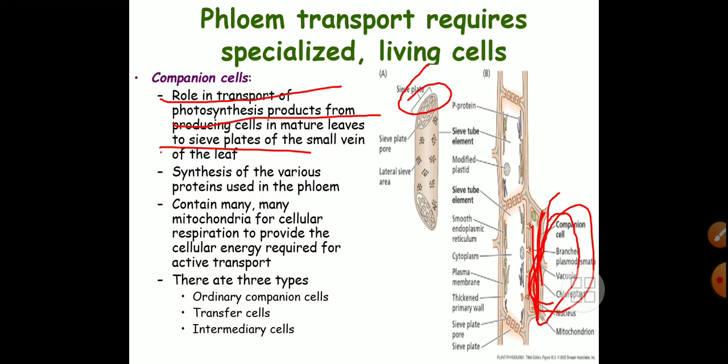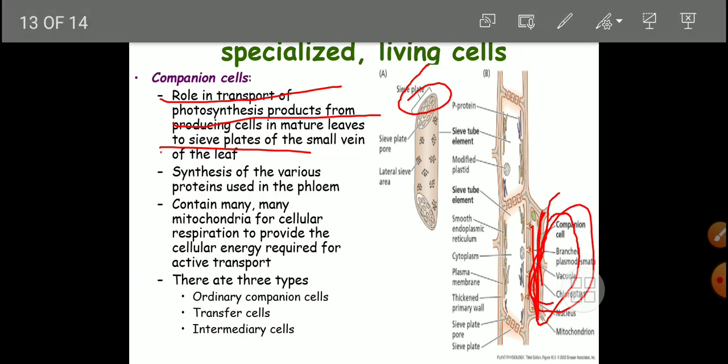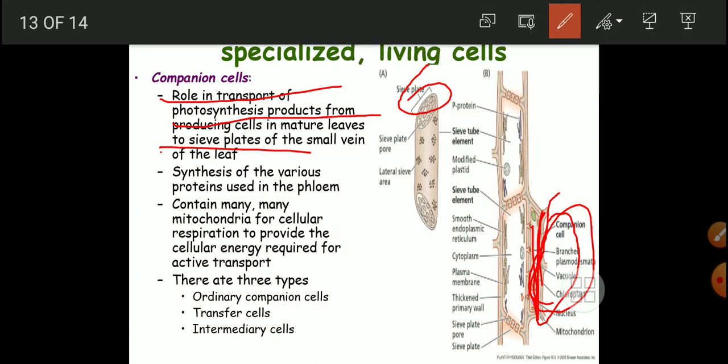So here you have to keep in mind how these things are going to happen. This is actually the sieve tube, and the sieve tube is accompanied by the companion cell. The companion cell provides the energy, and this energy is produced in the mitochondria. That you have to keep in mind. There are three types: ordinary companion cells, transfer cells, and intermediary cells.